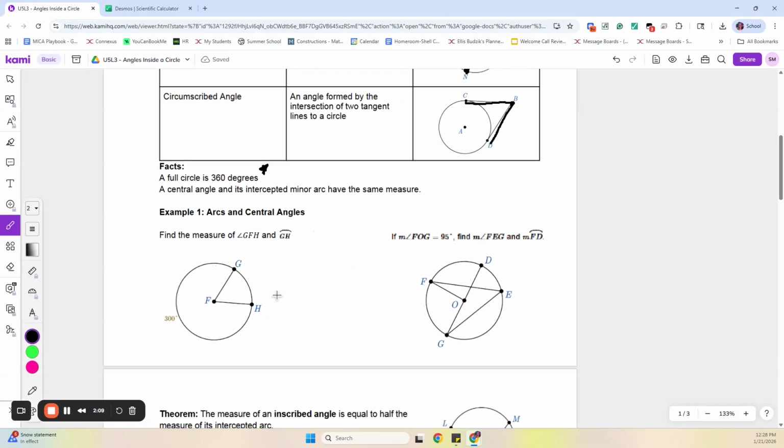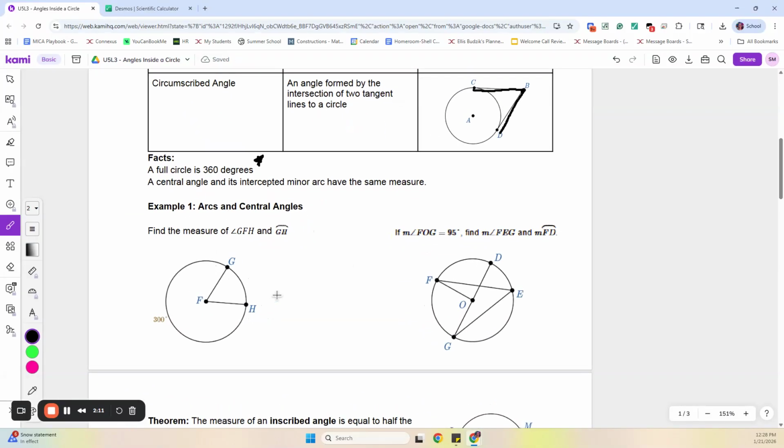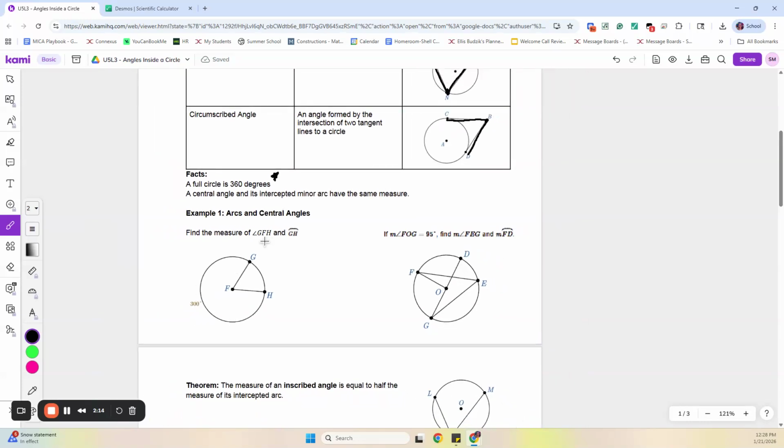So for example 1, find the measure of angle GFH and arc GH. Let me go back a little bit. Arc GH, well, we know that this major arc is 300 degrees because that's what it says. And I know the full circle is 360. So what I can do is 360 minus the 300 they gave me. So that gives me 60 degrees left. That means this remaining portion from G to H is 60 degrees. And if this arc is 60 degrees, that means my central angle here is also 60 degrees. So GFH is 60 degrees for the angle, and arc GH is 60 degrees as well.